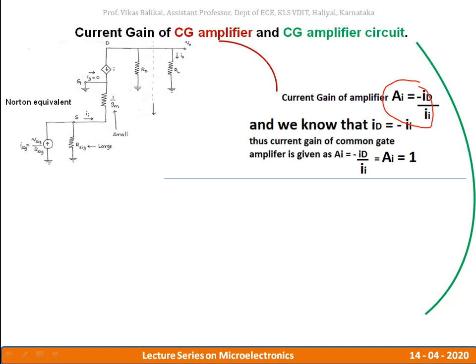And we also know that ID is equal to minus of II. So replace ID with minus II. And if I replace that, these two terms will cancel out. And what is that I'm going to get? AI will be equal to 1.